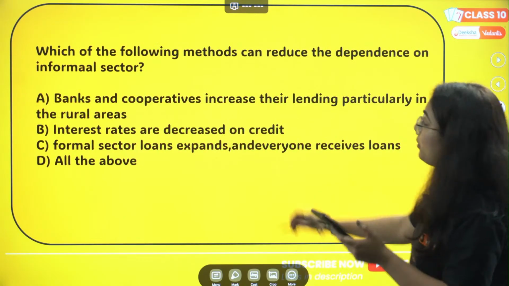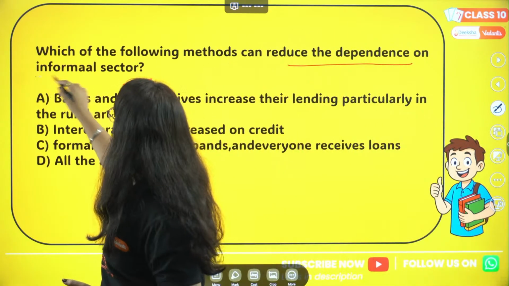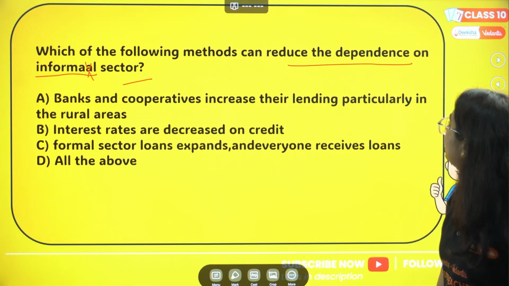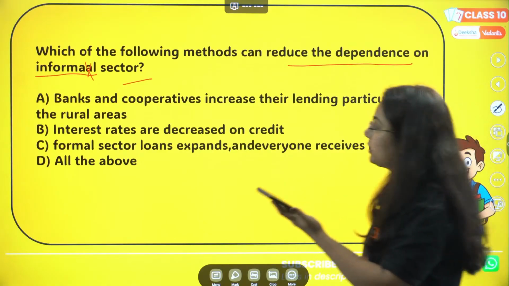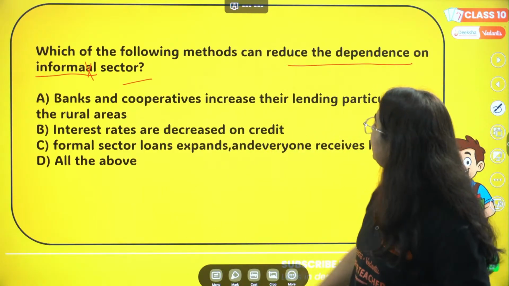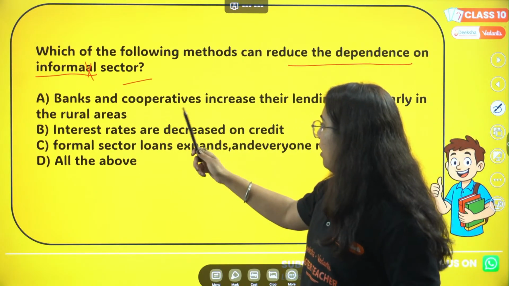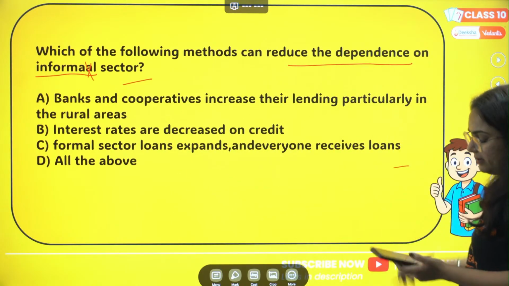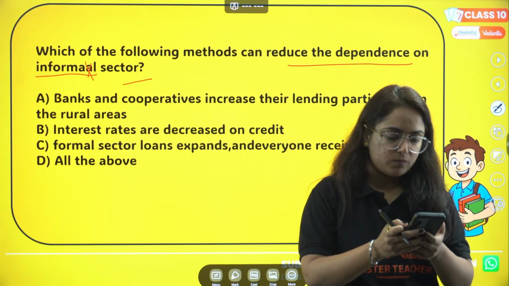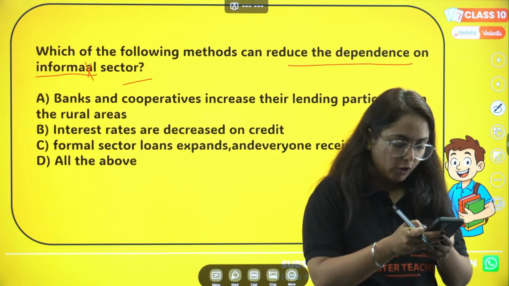Next question. Which of the following methods can reduce the dependence on the informal sector? Options are: A. Banks and cooperatives increase their lending, particularly in the rural areas. B. Interest rates on credit are decreased. C. Formal sector loans expand and everyone receives a loan. Or D. All of these. How can we reduce the dependence of people on informal sectors of India?